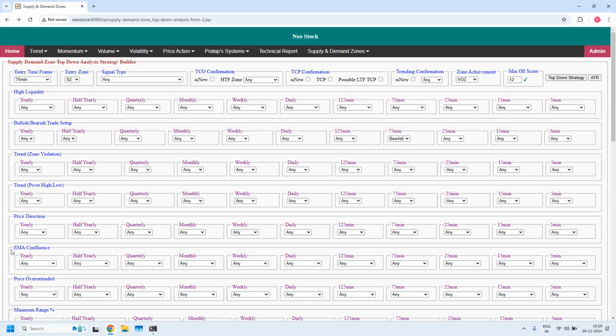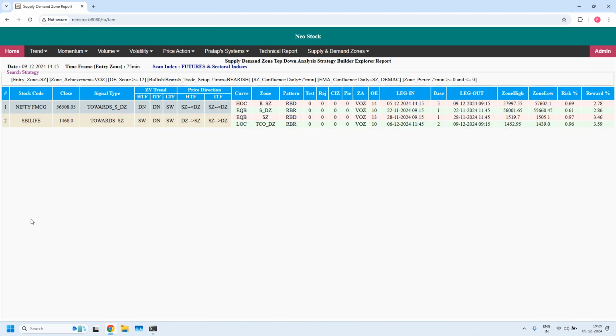Actually these are all 75 minutes supply zones, but they are part of the daily supply zone. That's why we are looking for the EMA confluence in the daily time frame. Daily supply zones are having daily EMA confluence. With this filter, we got only 2 stocks. So these two are even more high probability trade setup supply zones.